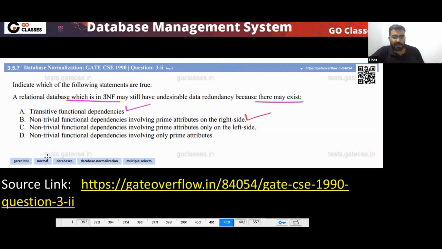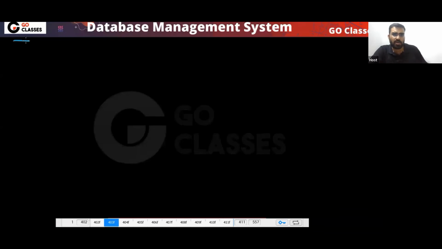Okay, non-trivial functional dependencies involving prime attributes only on LHS. It means on RHS, who is there? On RHS, you have non-prime. That is not allowed. Yes or no? In 3NF, this is not allowed. I told you, in 3NF everything is allowed, but this is not allowed.